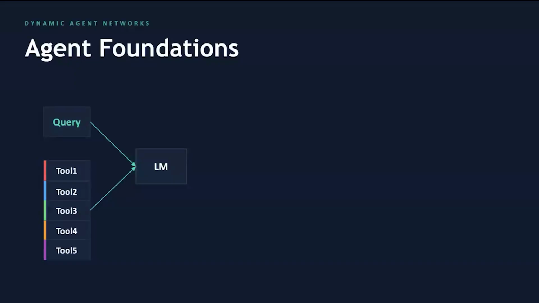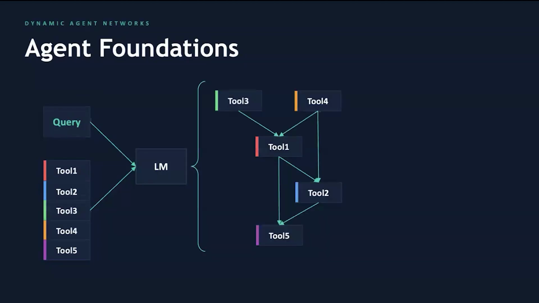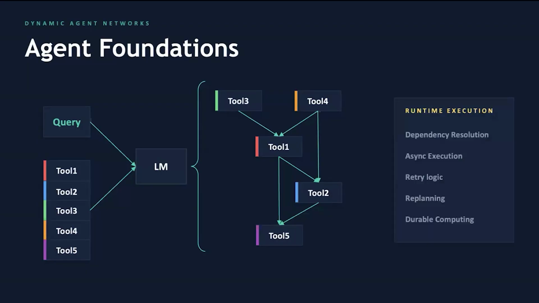A language model itself is the engine behind agents. They receive a query and a list of tools. And the language models now, the vast majority of these foundation models, create a directed acyclic graph of how the tools should be orchestrated and strung together to accomplish the task. And what happens during runtime with these types of agents is a lot of sophisticated engineering efforts: dependency resolution. So maybe a tool fails, a new tool is needed. It must be injected into the graph.